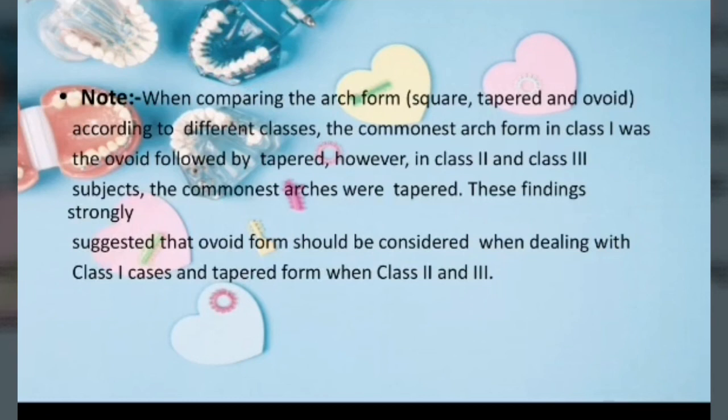There is a very important note when comparing the arch forms, square, tapered, and ovoid, according to different classes. The commensurate arch form in Class 1 was the ovoid followed by tapered. However, in Class 2 and Class 3 subjects, the commensurate arches were tapered. These findings strongly suggested that ovoid form should be considered when dealing with Class 1 cases and tapered form when dealing with Class 2 and Class 3 cases.